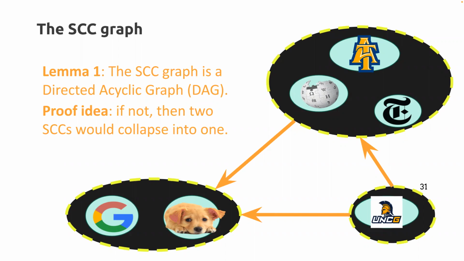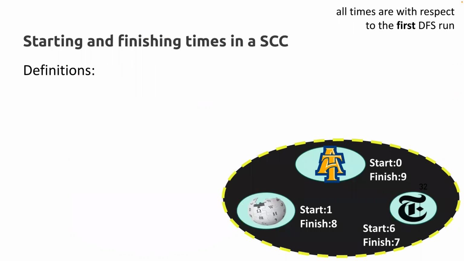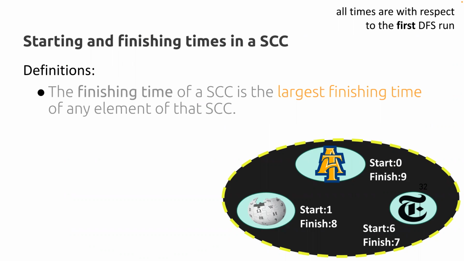So that's the first lemma. Now, we're going to do a couple of definitions. We're going to say that the finishing time of a strongly connected component is the largest finishing time of any node within that strongly connected component. That kind of makes sense, right?